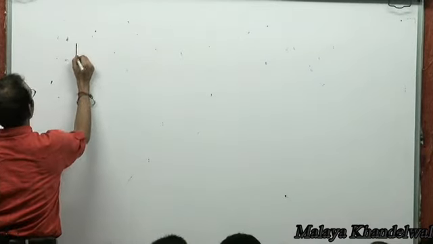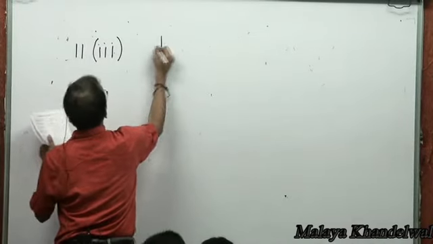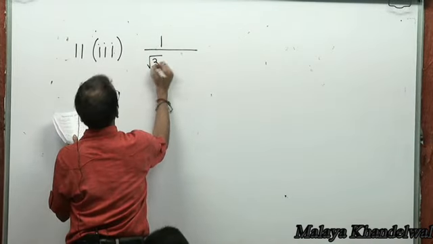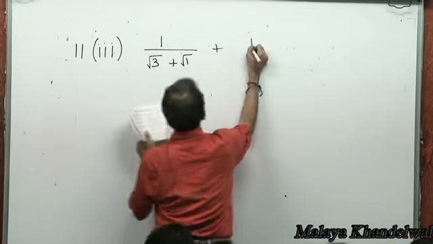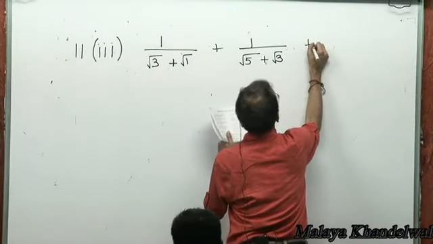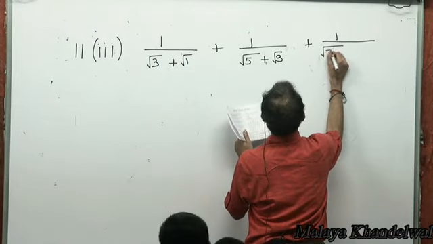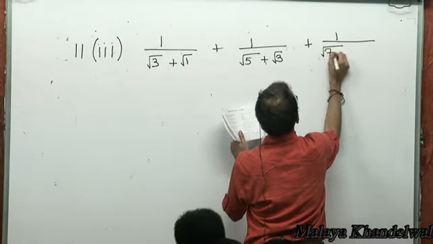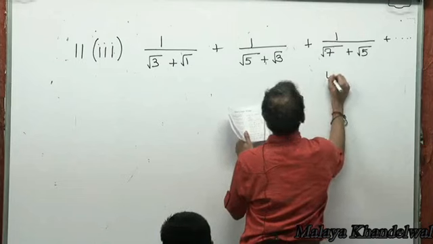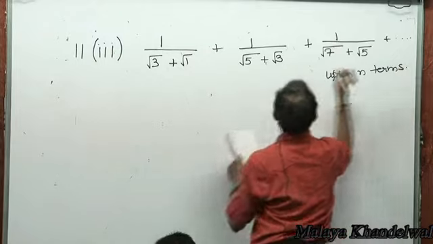Part 3. 1 by (root 3 plus root 1) plus 1 by (root 5 plus root 3) up to n terms, right? Clear?